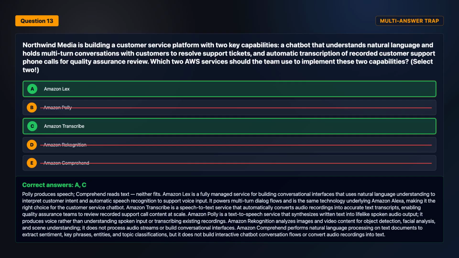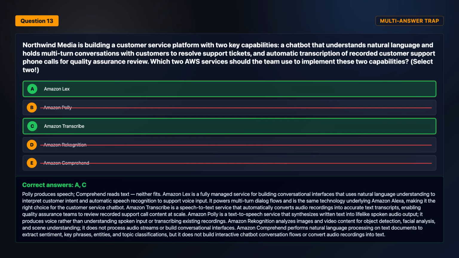customer service chatbot. Amazon Transcribe is a speech-to-text service that automatically converts audio recordings into accurate text transcripts, enabling quality assurance teams to review recorded support call content at scale. Amazon Polly is a text-to-speech service that synthesizes written text into lifelike spoken audio output. It produces voice rather than understanding spoken input or transcribing existing recordings.